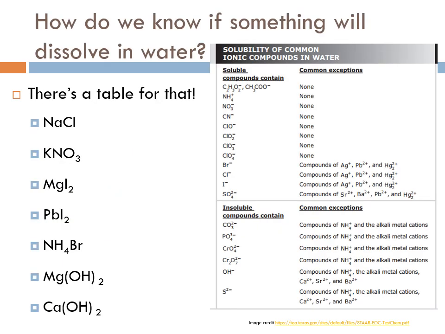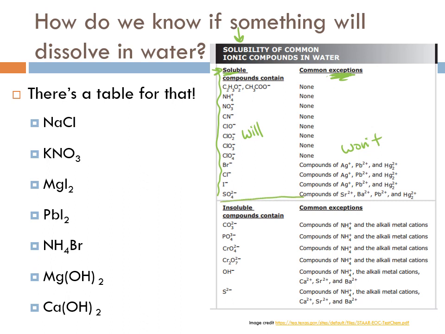How do we know if something's going to dissolve in water? Well, we have this amazing table, the solubility of common ionic compounds in water table. It is between your list of polyatomic ions and the activity series. So how this table works, these ions are going to form compounds that are soluble, unless there's an exception here. So these are the ones that will dissolve, except these ones won't actually dissolve.